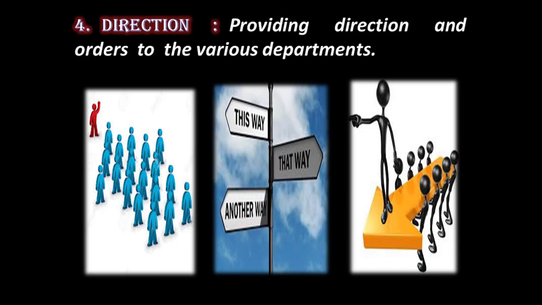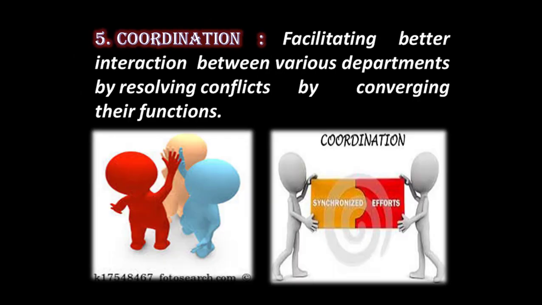So POSD, P-O-S-D, we get it, now CORB. C, coordination, facilitating better interaction between the various departments by resolving conflicts and by converging their functions, which is a very important thing. Without coordination, we cannot expect any kind of fulfilling of the functions. Resolving conflicts is also known, needs to be coordination.